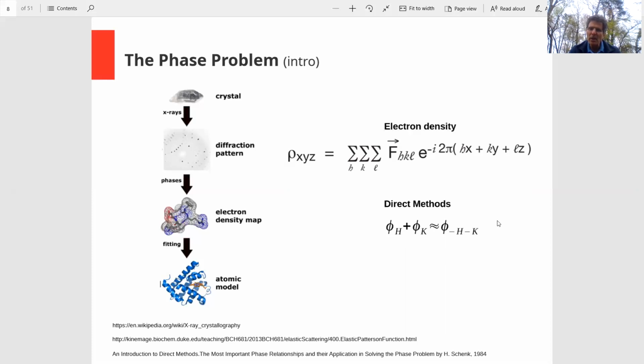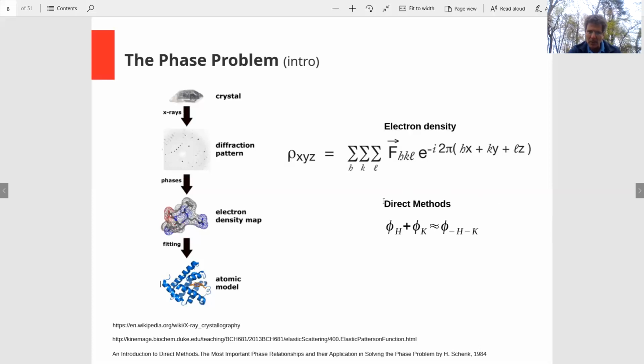Here, H, K, and minus H minus K are saying that the phase of one plus the phase of another is approximately equal to the phase of this other reflection. And this approximation can be converted into a probability equation. And then if you have a series of probability equations like that, you can solve for all the phases of the molecule. But this actually only works for relatively small molecules of up to a few hundred atoms, and also it has to diffract to very high resolution. In other words, you need atomic resolution, and not all crystals will diffract to atomic resolution.